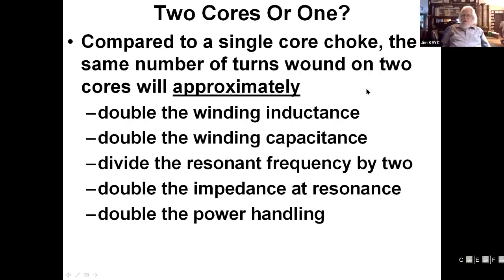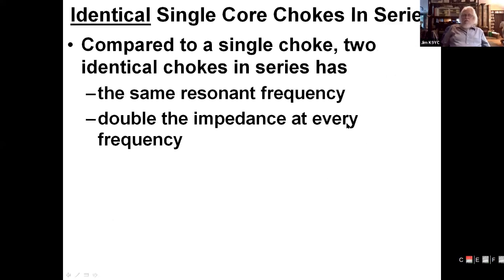A couple of thoughts about chokes. Compared to a single core choke, the same number of turns wound on two cores, that is a stack of two, will double the winding inductance, double the winding capacitance, divide the resonant frequency by two, double the impedance at resonance, and double the power handling. So that's for a stack of two cores.